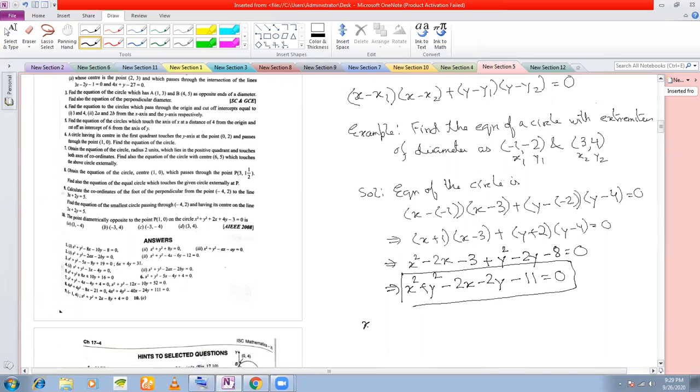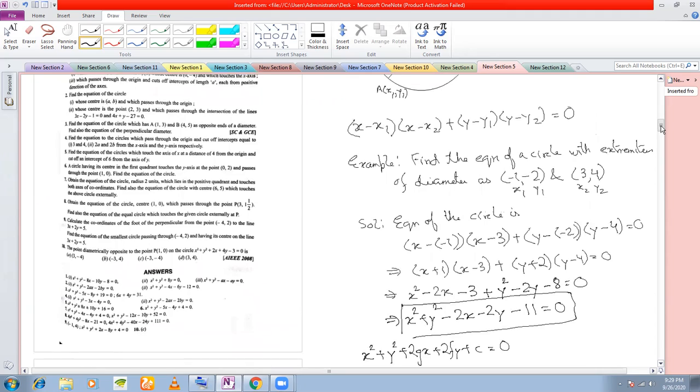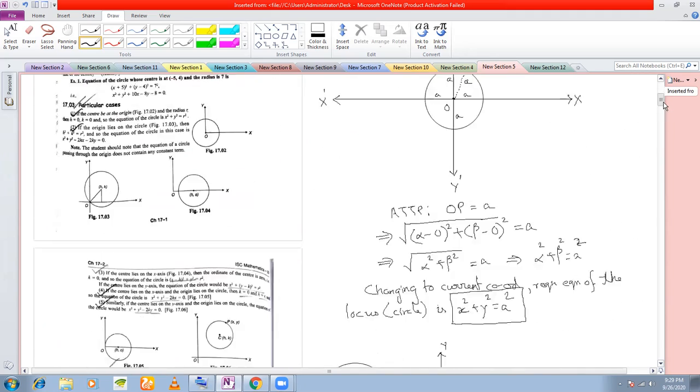We'll see that the standard equation of a circle is x square plus y square plus 2gx plus 2fy plus c equal to 0. This is the standard equation of a circle, just as you have the general equation of a straight line, ax plus by plus c is equal to 0. Similarly, you have a general equation of a circle, just as you have the standard equations of straight lines, your slope intercept form and two point form and all that. Similarly, you have the standard equation of a circle.